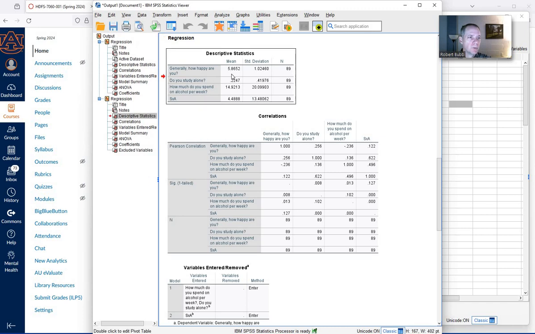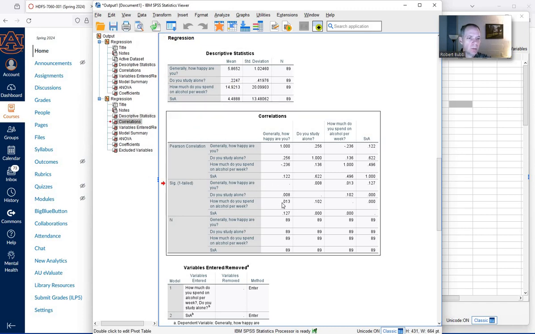We'll get our descriptives as you see here. We'll get our correlations. Again, we're interested in the correlations that are higher than 0.4. If you're looking at that interaction term, you'll see that there are a couple of those correlations greater than 0.4 here. We have a 0.622 and a 0.496.